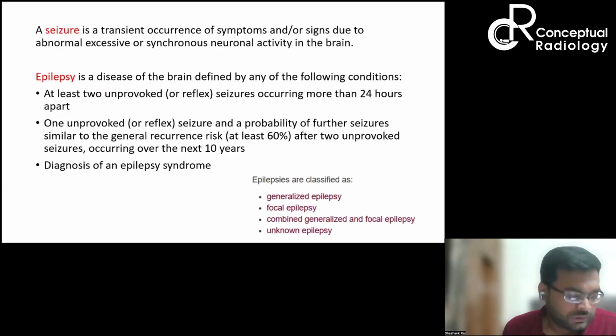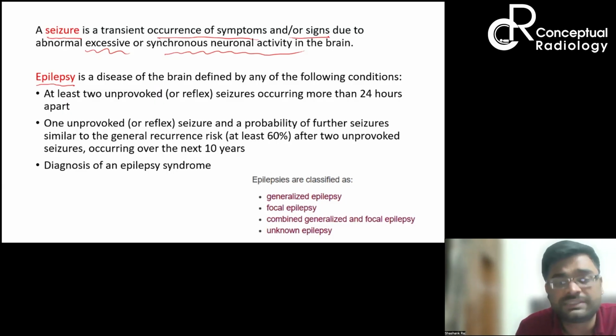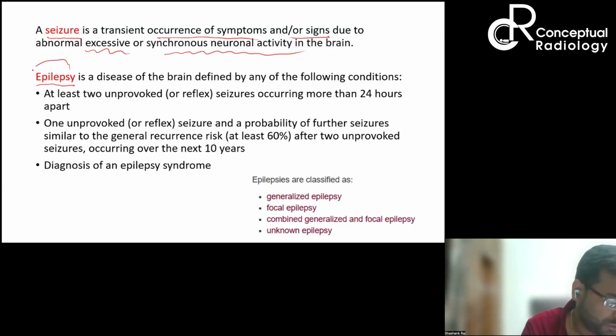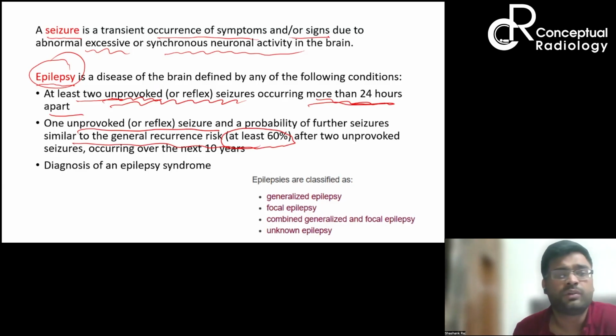Now, the basic definitions of seizure and epilepsy can be asked in your exams. If you get a long case of a seizure, then this question can be asked. Seizure is a transient occurrence of symptoms or signs due to abnormal, excessive, or synchronous neuronal activity in the brain. These are standard definitions given by ILAE. Epilepsy is what? At least two unprovoked seizures occurring more than 24 hours apart, or one unprovoked seizure with a subsequent risk of seizure of around 60%, or diagnosis of an epilepsy syndrome. These are the basic definitions of epilepsy.